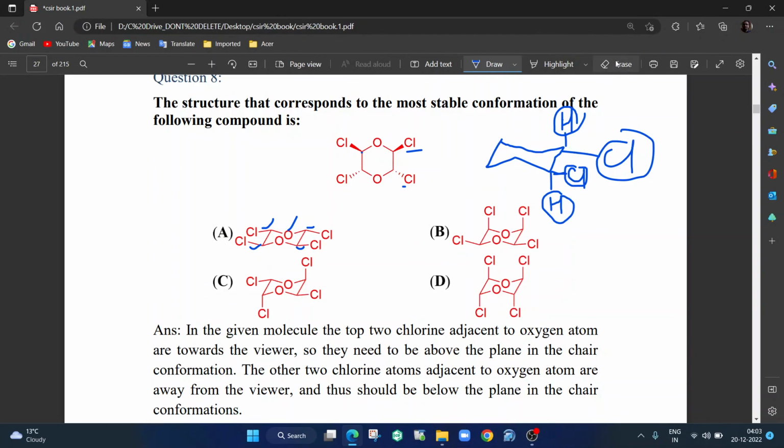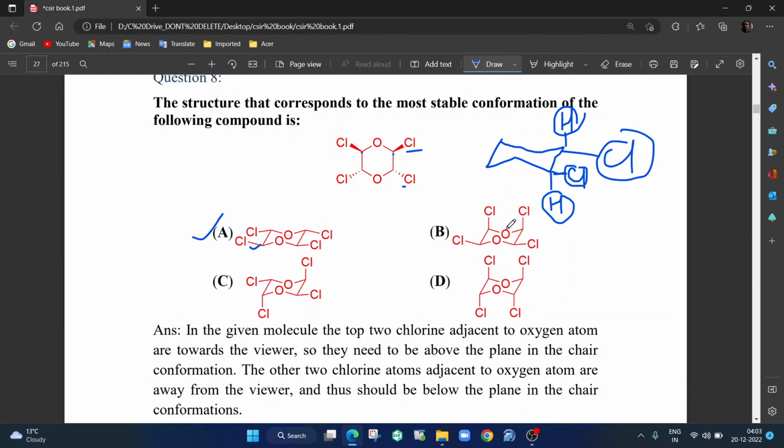So, let us look again here. A can be the right answer, because in A, beside one oxygen, 2 chlorines are above the plane, and beside the other oxygen 2 chlorines are below the plane. Towards the viewer means above the plane, and away from the viewer means below the plane. So, here also you can see they are below the plane and these two are above the plane. So, this can be one of the options.